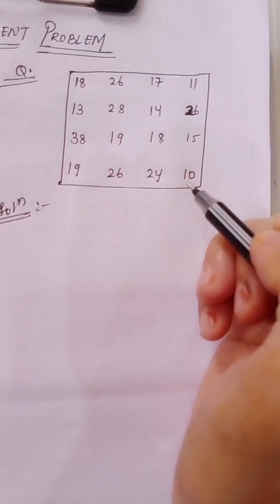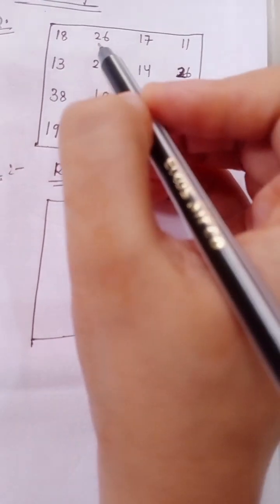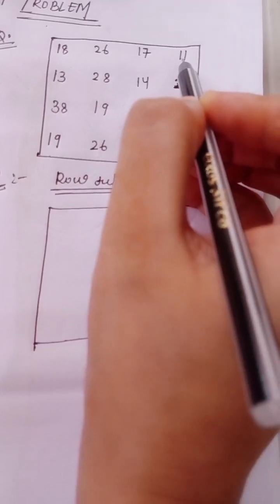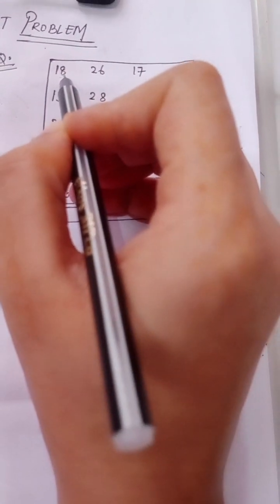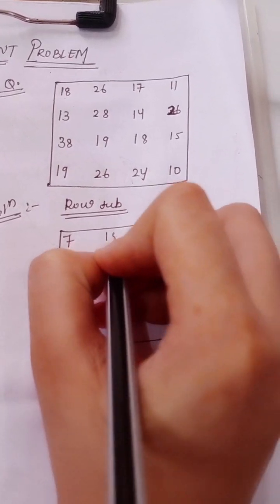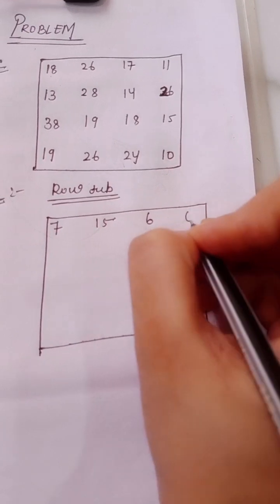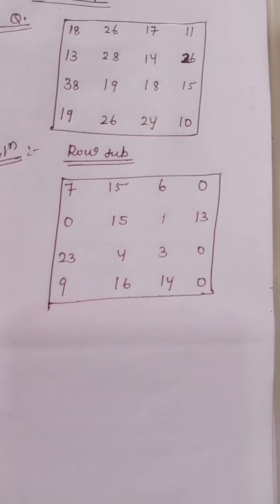So same, we'll do first row subtraction. So here in this row, which of the values is smaller? 11. So we'll subtract 11. 18 minus 11 is 7. 26 minus 11 is 15. 17 minus 11 is 6. 11 minus 11 is 0. So we'll do the rest of the subtraction also. We have done row subtraction.